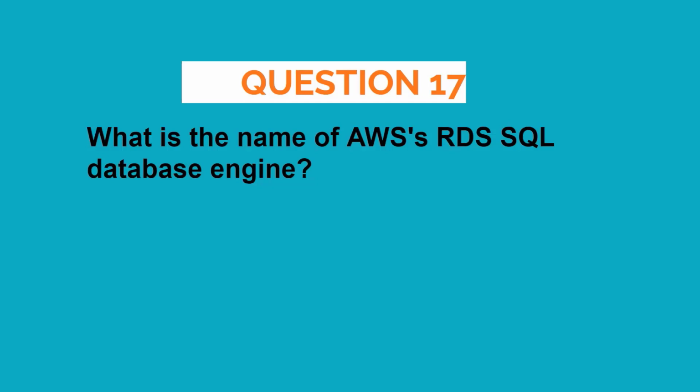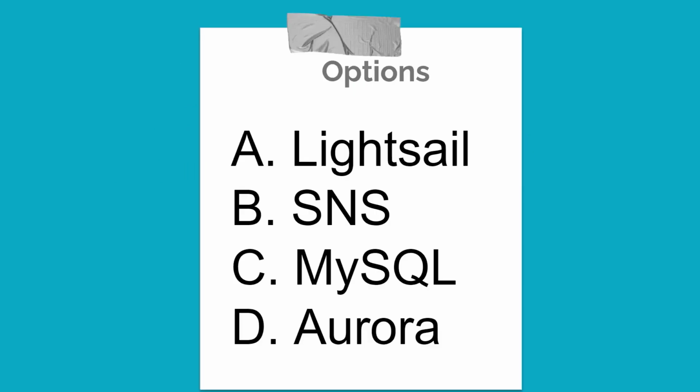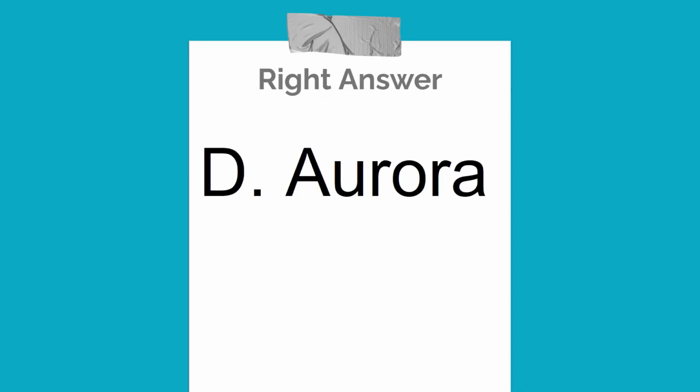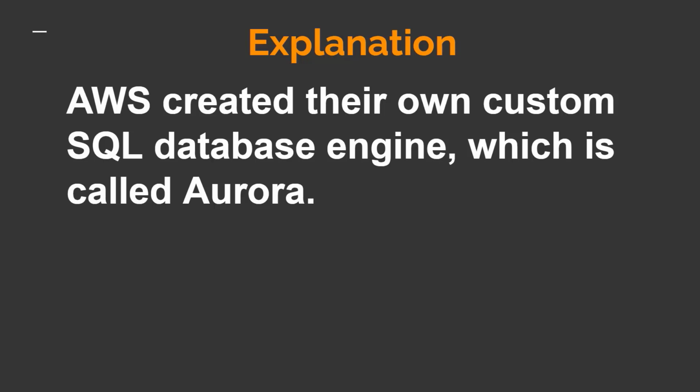Question 17. What is the name of AWS RDS SQL database engine? Option A. Lightsail, B. SNS, C. MySQL, D. Aurora. Right answer is D. Aurora. Explanation: AWS created their own custom SQL database engine, which is called Aurora.